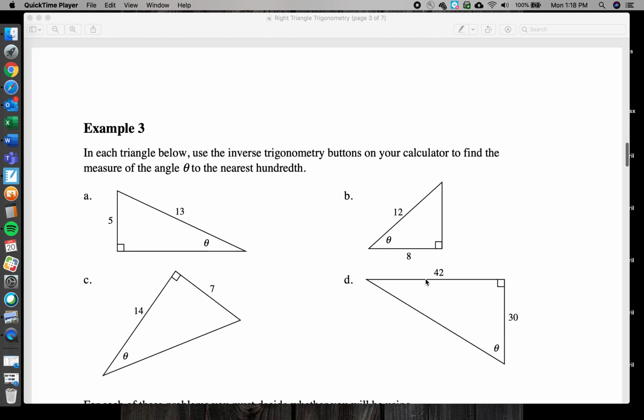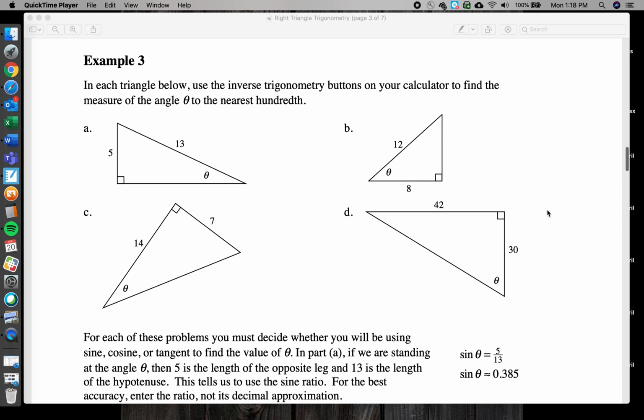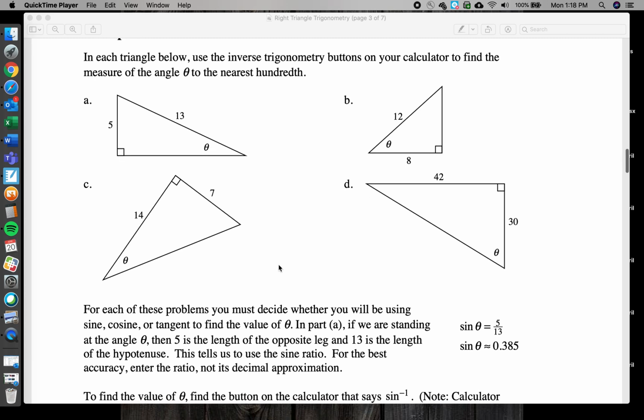If you take a look at example number 3, what you're looking at here now is angle measures. And if you remember back to geometry, anytime you solve for an angle measure, you're going to use inverse trigonometry. So what you're using is sine to the -1, cosine to the -1, that idea.